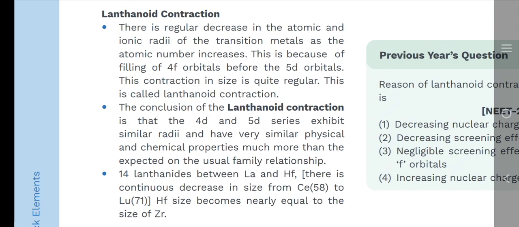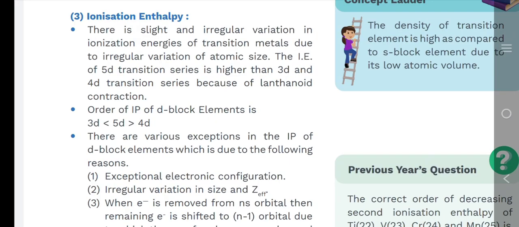The consequence of the lanthanoid contraction is that the 4d and 5d series exhibit similar radii and have similar physical and chemical properties, much more than expected from the usual family relationships. There are 14 lanthanoids between La and Hf. There is continuous decrease in the size from Ce to Lu. The size of Hf becomes nearly equal to the size of Zr.